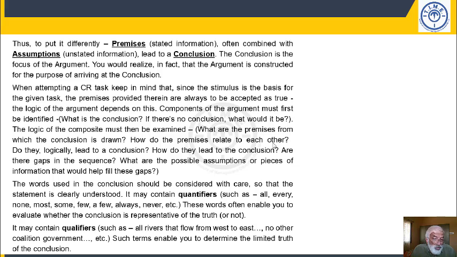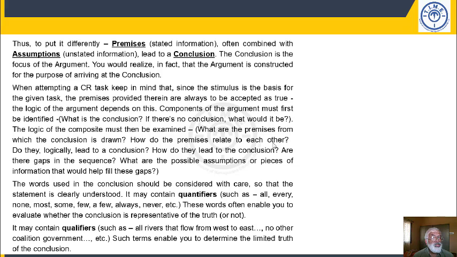Components must first be identified. So when you look at your CR task, you must first identify, okay, what's the situation I'm dealing with? In that situation, what is the conclusion? If there's no conclusion, then there are premises. Then what would the conclusion be? What is it that the person is heading toward? Then you look at the logic of the composite. That means, what are the premises from which the conclusion is drawn? How do these premises relate to each other? That means, how are they connected? What kind of line of thinking do they follow? And what do they lead up to in this conclusion?